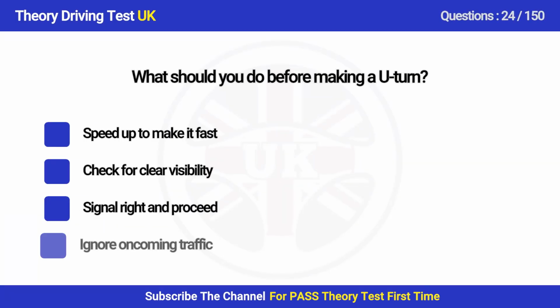Question 24. What should you do before making a U-turn? A. Speed up to make it fast. B. Check for clear visibility. C. Signal right and proceed. D. Ignore oncoming traffic.